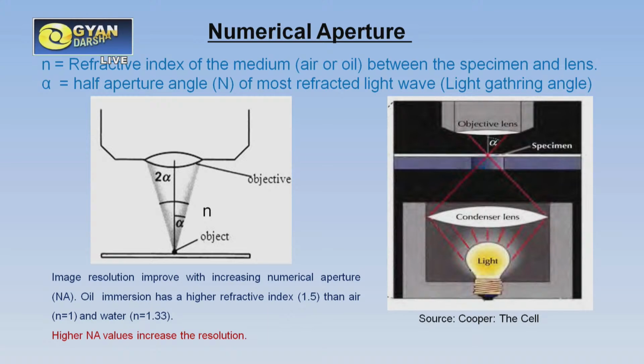Then air has a refractive index of 1, and water has a refractive index of 1.33. So we can increase the numerical aperture by using an external medium put into the mix with the biological specimen. A higher NA value increases the resolution. So in this method we can increase the resolution by increasing the numerical aperture, and we can also utilize a short wavelength of light, which also helps to increase the resolution of the microscopic images.